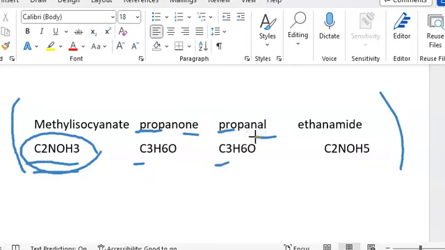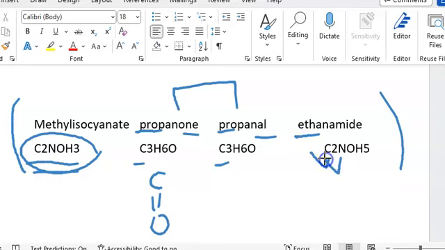Since they both have the same number of carbons, the only difference is where the C double bonded to an O comes into play. With a ketone, it comes in the middle of the carbon-carbon linkage, and for an aldehyde, it comes on the end. This is going to be our answer. Now, one other one is the ethanamide, and for this we have eth, so we do have two carbons, and we have a nitrogen and an oxygen. The problem is that the hydrogens don't match up with our methyl isocyanate. Therefore, again, propanone and propanal is the answer.